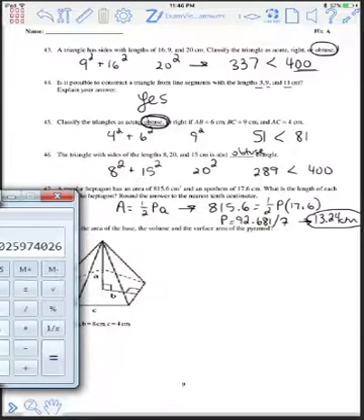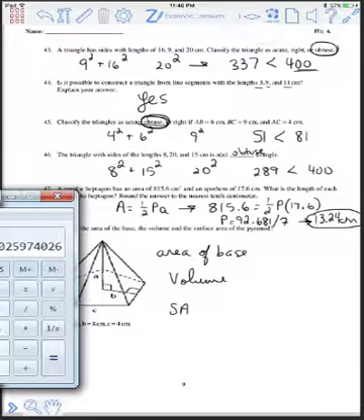Okay, we have a pyramid whose base here is a regular pentagon. We need to find the area of the base. We need to find the volume. And we need to find the surface area.